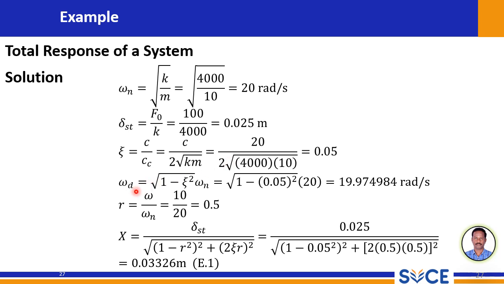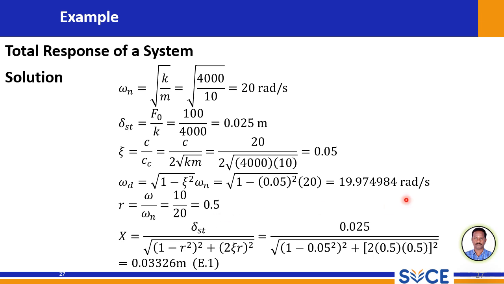Now we calculate the damping ratio by substituting C equal to 20 Newton per meter, stiffness 4000 Newton per meter, M equal to 10 kg. We calculate psi as 0.05, which means it is an underdamped system. It is less than 1. We calculate the damped natural frequency, given as 19.97 radians per second. Then the ratio between forcing frequency and natural frequency is 0.5.